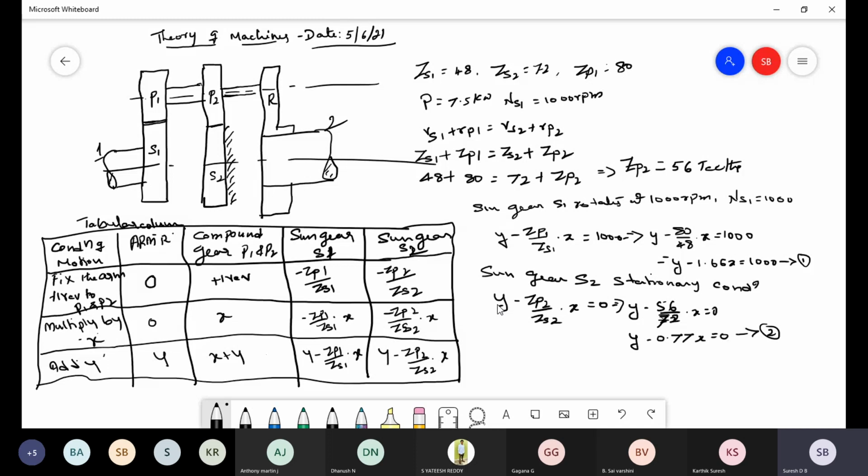In both equation number 1 and equation number 2, two unknowns are there. In that case, you can subtract equation number 2 from equation number 1. How do we subtract equation 2 from equation 1?